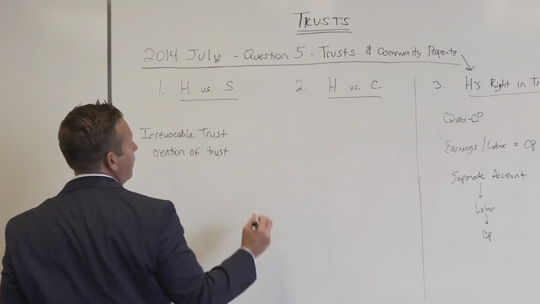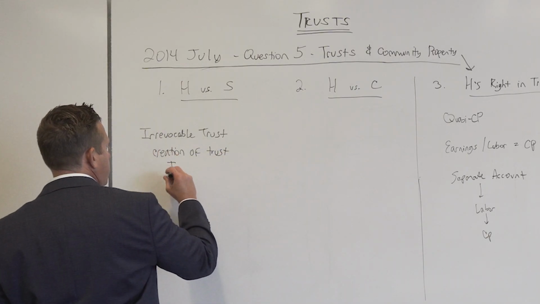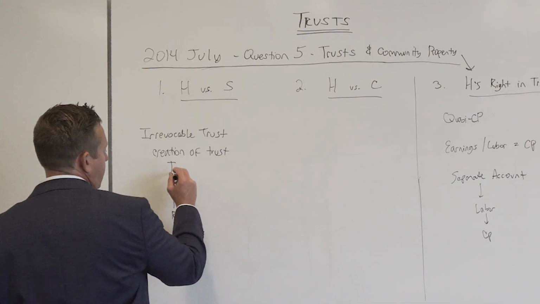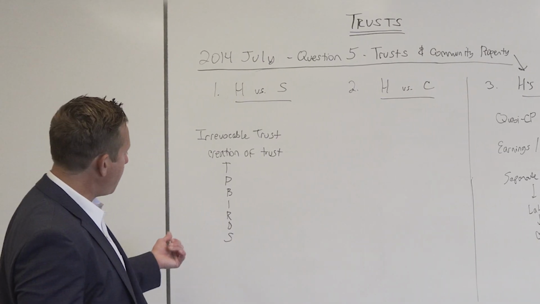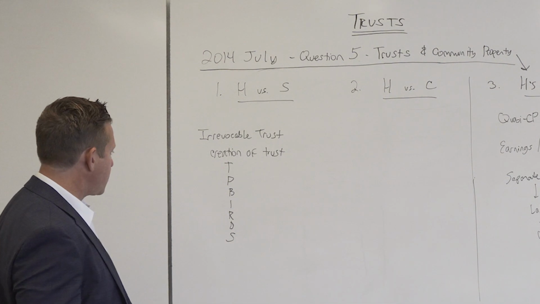The examiners somehow want to see that, apparently almost every time. So we have the trust, purple birds: trustee, purpose, beneficiary, intent, the res, which is the trust property, delivery, that means putting the money into the trust, and the settlor, the person who does it.